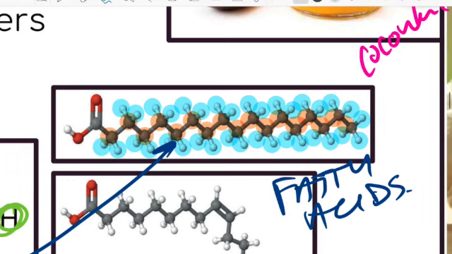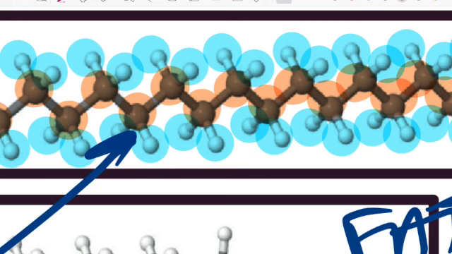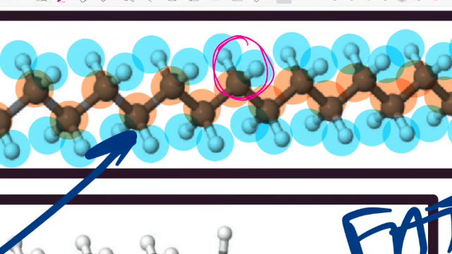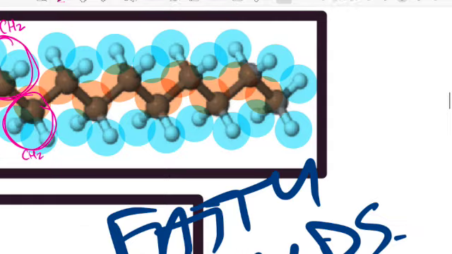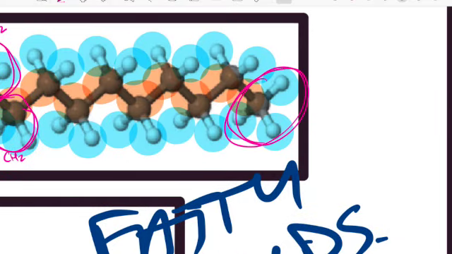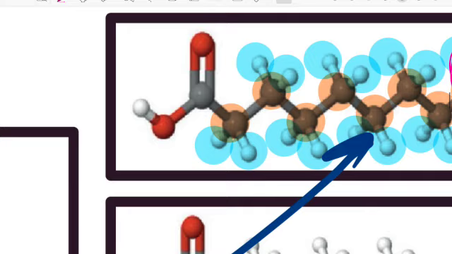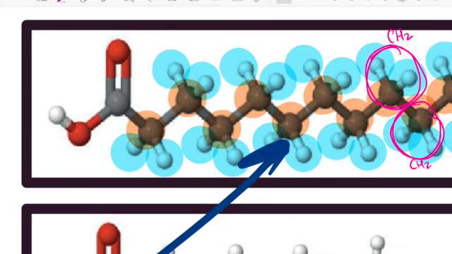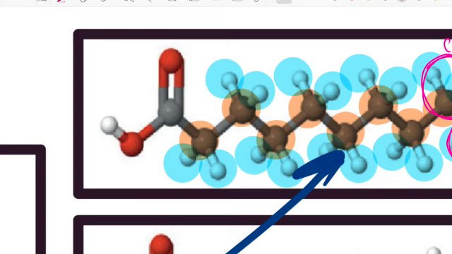You'll notice that for most of the carbons here, especially the ones in the middle, they have these CH2 groups. There's a CH2, here's another CH2. 1 carbon, 2 hydrogen. And at the very ends, they have these CH3 groups. They're mostly carbon and hydrogen for the majority of the chain. But over here, we've got this 1 carbon attached to 2 oxygens. Let's use a different color for those ones. And then we've got this hydrogen here.